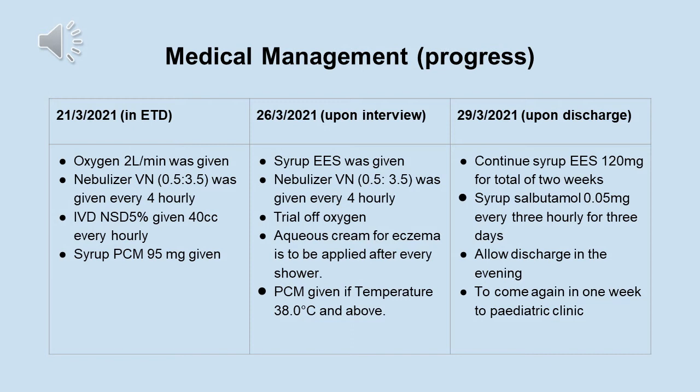Upon discharge, she was to continue syrup EES 120 milligram for a total of 2 weeks. And she was also given syrup salbutamol 0.05 milligram every 3 hourly for 3 days. She was allowed discharge in the evening and to come again in 1 week to the pediatric clinic to be reviewed by the doctor.